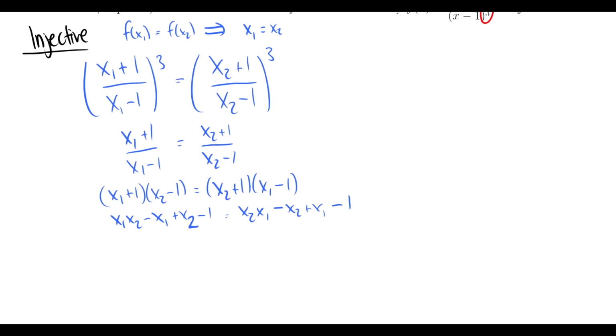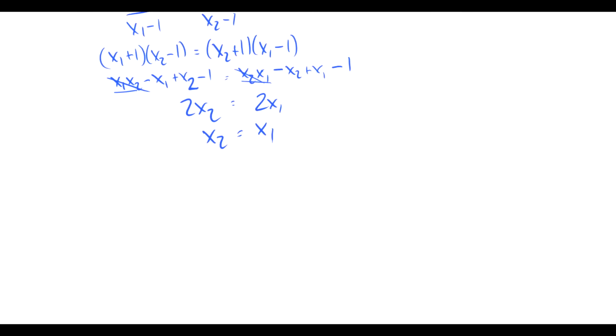Okay, there we go. So let's bring all of our x1s to one side, all of our x2s to the other side. This x1x2 and this x2x1 will cancel. When this negative x1 goes to the other side, we're going to get a 2x1 on the right. When this negative x2 comes to the left side, we're going to get 2x2 on the left. And this negative 1 and negative 1 will cancel. So we divide both sides by 2, and we get that x2 is equal to x1. So we've proven it's injective.